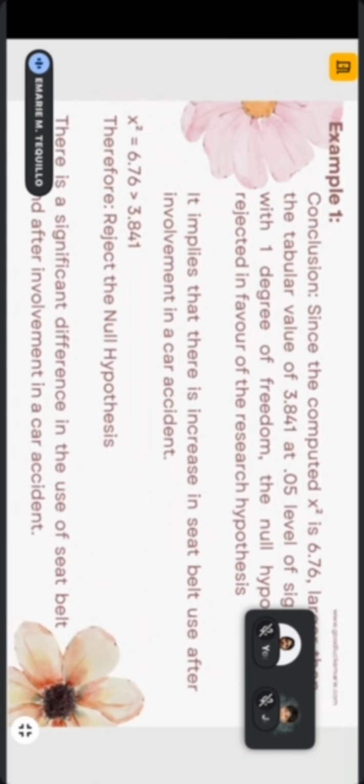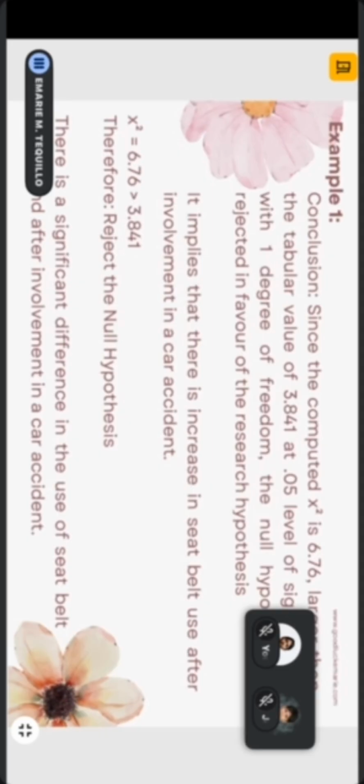So, the conclusion is here. Since the computed chi-square of 6.76 is larger than the tabular value of 3.841 at the 0.05 level of significance with 1 degree of freedom, the null hypothesis is rejected in favor of the research hypothesis. So it implies that there is an increase in seatbelt use after involvement in a car accident.